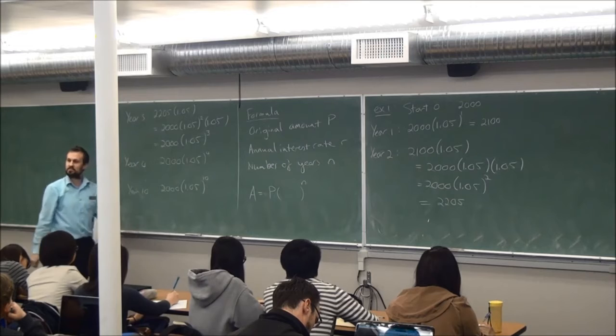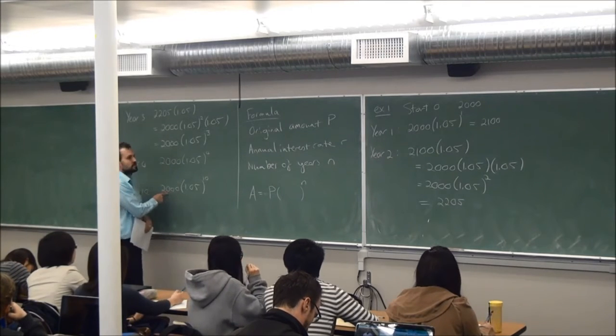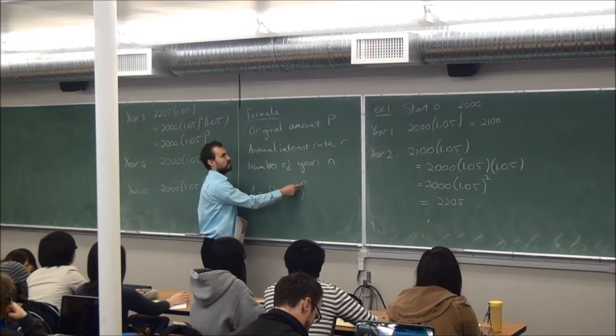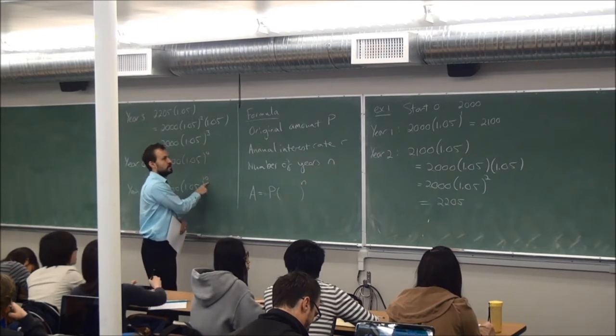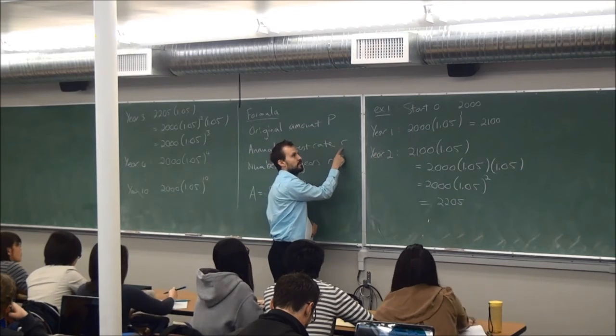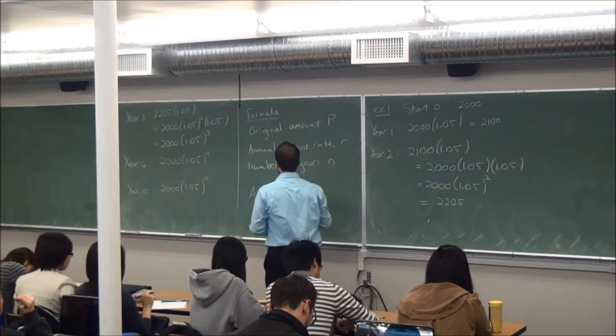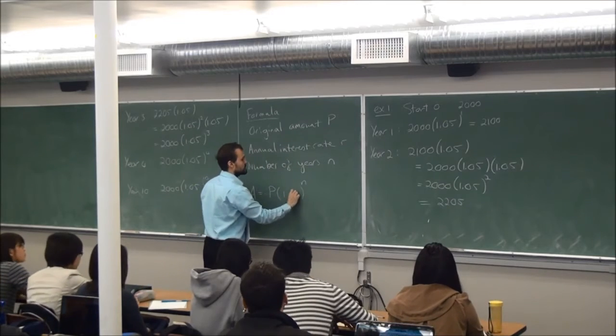Is everyone happy with that so far? That the original amount, the 2,000, comes in front. The power is the number of years, but now the interest rate is just the 5%. And it was 1.05 everywhere. So this should be 1 plus R.